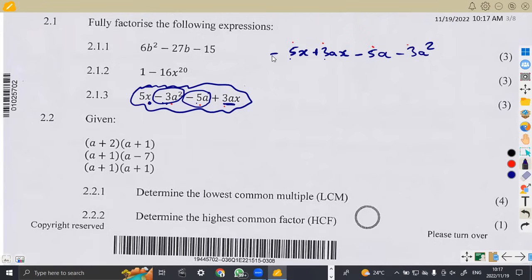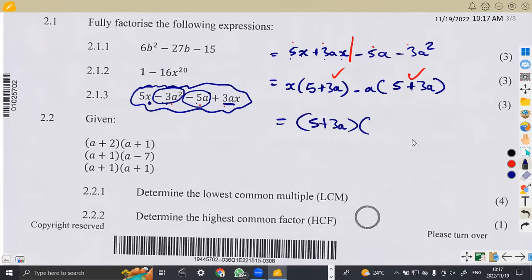Okay. From this stage, we can now factor out what is common from the first 2 terms, which is x. It's only x which is common here, x and x. So you can factor out x, we will remain with 5 plus 3a. For us to have 5 plus 3a here, we are supposed to factor out a negative a. A negative becomes a positive, so it's going to be 5 plus 3a. Remember guys, once the brackets are the same, factor out that common bracket, then you remain with x minus a in another bracket. So we've got x minus a in another bracket. So that was it. 3 marks for that, guys.